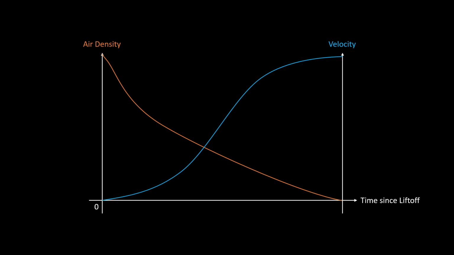The two curves of the vehicle's velocity and the atmospheric density are antidromic graphs. The vehicle starts at zero and gets faster over time, but the density of the air around it decreases steadily. So one curve is climbing and the other one is falling. Aerodynamic loads are basically the combination of both curves. By combining both curves, you get a graph that basically looks like this.